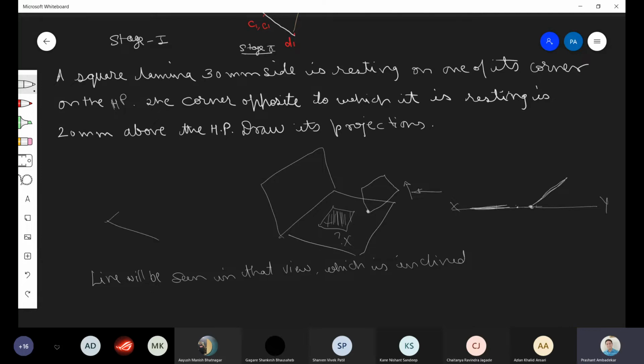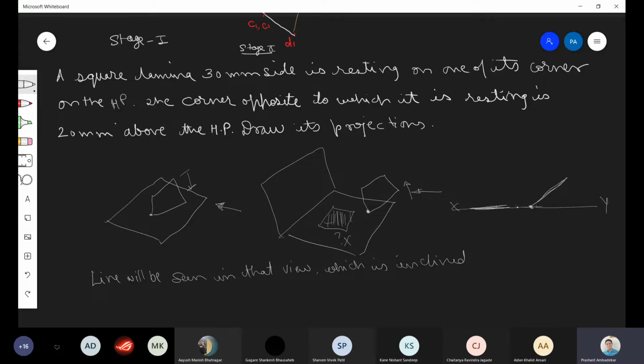What we want is that only one corner, any one of the corners, should rest on the HP, like this. And the other corner will obviously be away from the HP, because we want only one corner on the HP. When we see it from here, the front view will be an inclined line like this. Then what will be the top view?